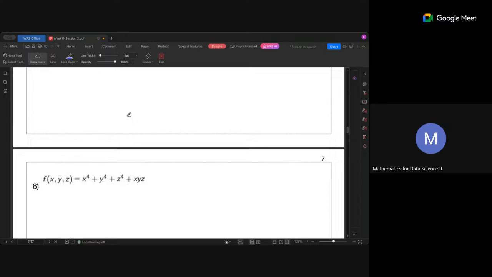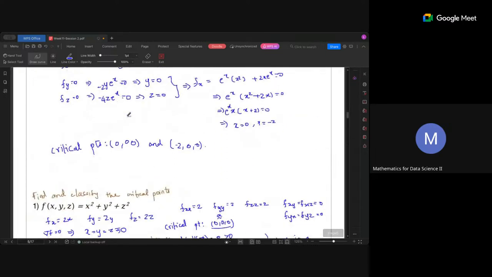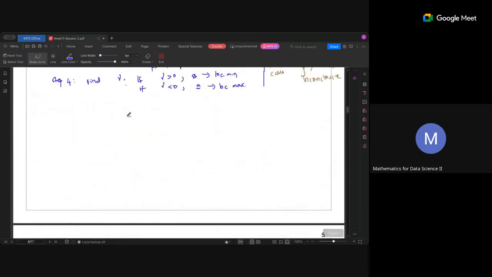So, for example, I guess maybe in the lecture itself, there was one problem. If I remember correctly, it was something like this. F of x, y is x, y, x.